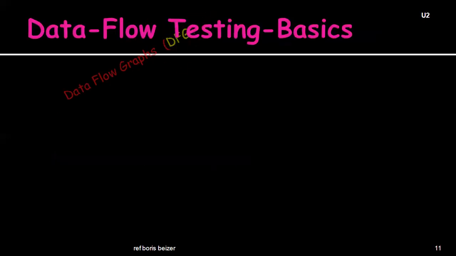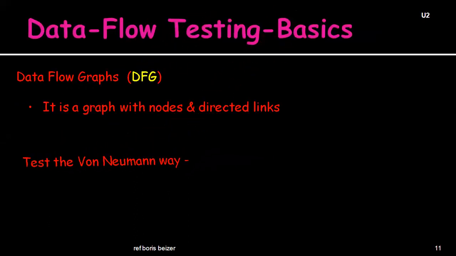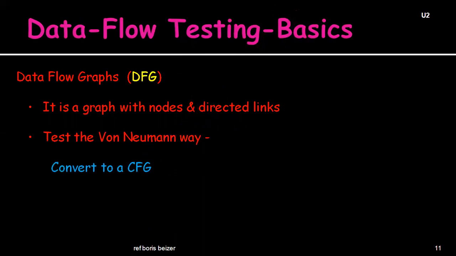Now, the data flow graphs. In general, a data flow graph consists of nodes and directed links, and these links we generally represent with arrows. So here the data flow is between the data objects in the data flow graph.